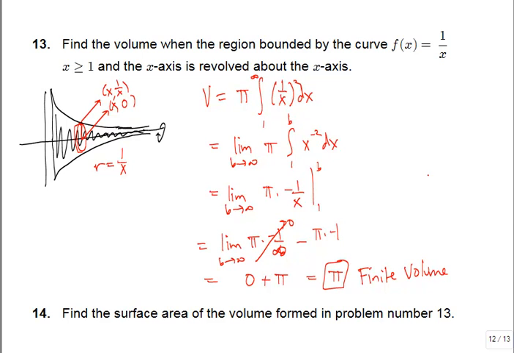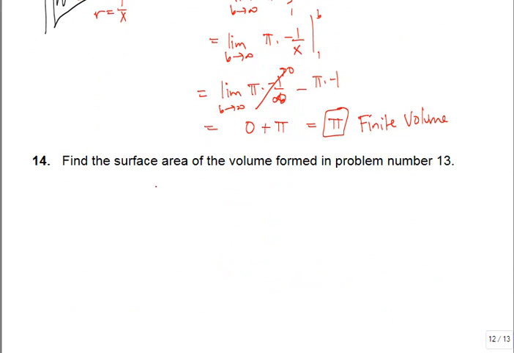Now what we're going to do with the same region is, instead of talking about its volume, let's talk about its surface area. We just showed that it has a finite volume, so you would think that its surface area should be finite as well. So let's verify whether or not that's true. Remember the formula for surface area: surface area is 2 pi times the integral of your radius function times the square root of 1 plus your derivative squared. So my radius function is that same 1 over x that we got up above.